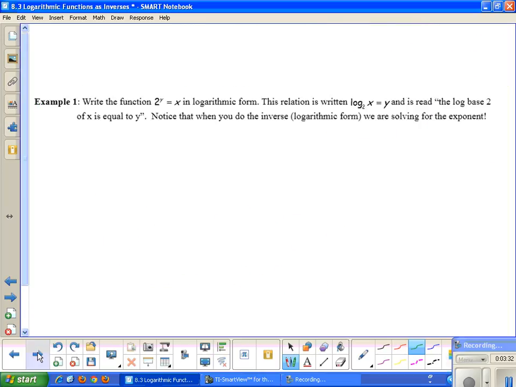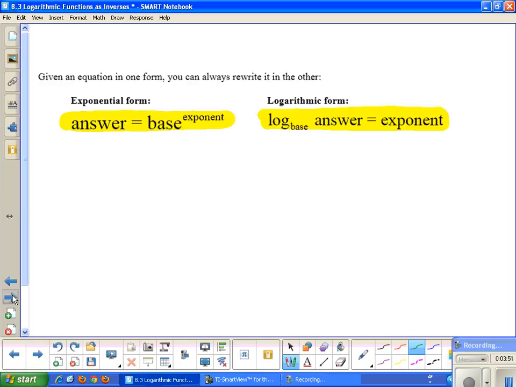So for example, if I want to write the function 2 to the y equals x in logarithmic form, the relation would be written as log base 2 of x is equal to y. Notice that when you do inverse logarithm form, you are solving for the exponent. So again, that's an important part. Given the equation in one form, you can always rewrite it in the other form.